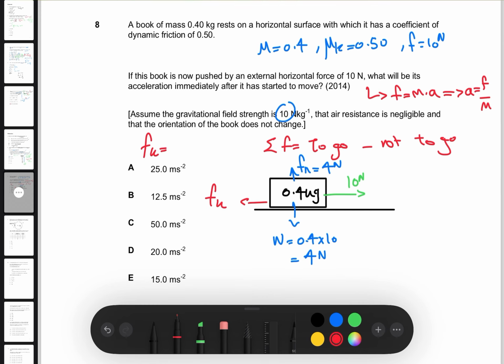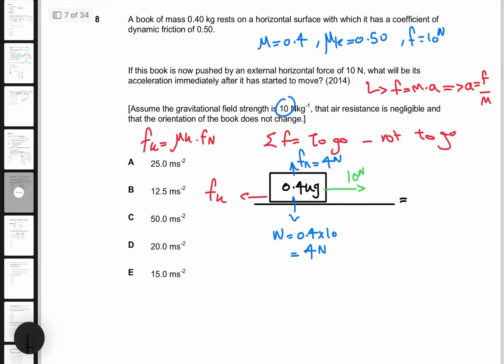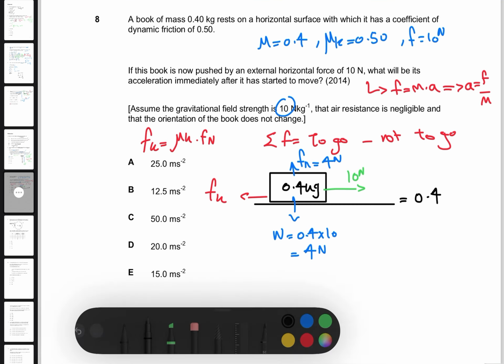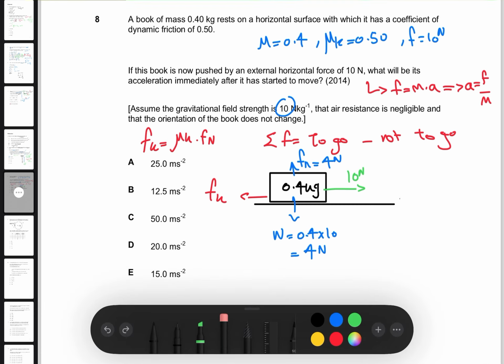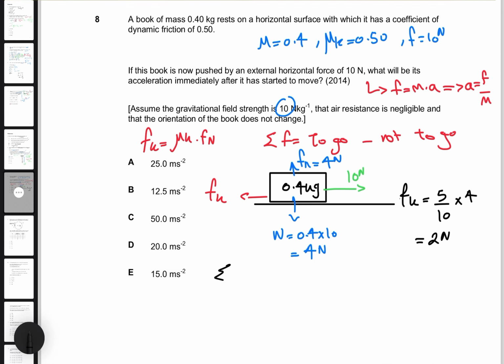We know the frictional force, Fk, is mu k times the normal force. So in order to find the frictional force, you have to multiply the coefficient of friction, which is 0.50, or just 5 over 10, by the normal force, which is 4. So that would give you 20 over 10, which is 2 newtons. So sigma F, or the resultant of forces, is 10 newtons, the to-go force, minus the not-to-go force, which is the frictional force, and that would give you 8 newtons. And this is equal to the mass of the object, which is 0.4, or 4 over 10 kilograms, times the acceleration.